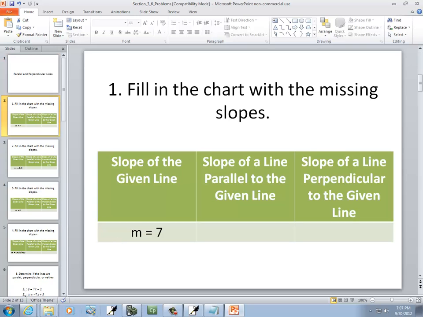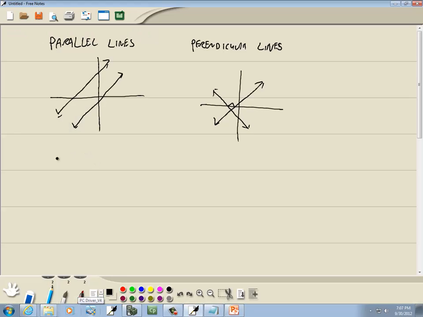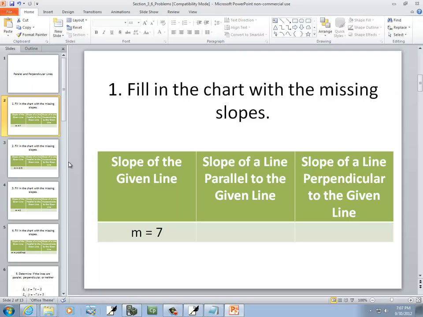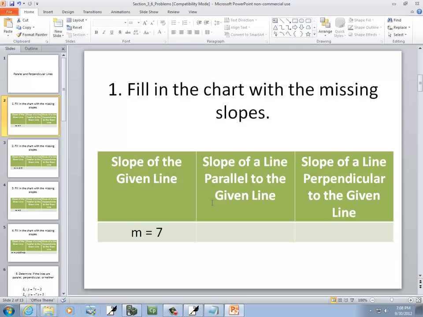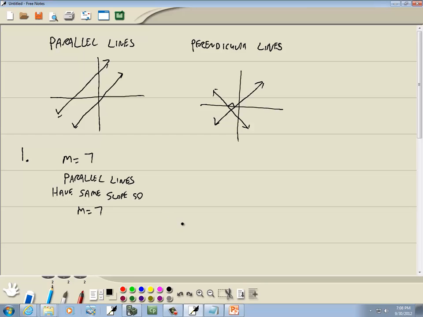Now we're going to see something about the slope, and we're going to use an example to do this. It says fill in the chart of the missing slopes, and we've got the slope of the given line, the slope of the line parallel, and the slope of the line perpendicular. Okay, so we're given m is equal to 7. Now parallel lines have the same slope. So this first part here, find the slope of a line parallel to the given line. Well, that's just going to be m is equal to 7, because parallel lines have the same slope.